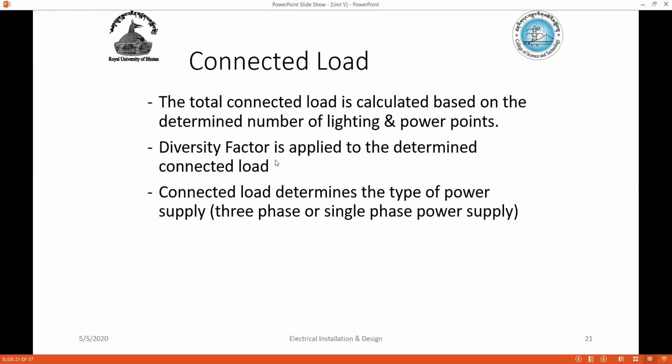Also, we have to use the diversity factor. The DF is applied to determine the connected load. Once we have determined all the connected load in your building, then we have to apply the diversity factor. Usually we apply the diversity factor as 0.6 to 0.8, but I think in the standard, it should be 0.5 or 0.6. And then the connected load determines the type of power supply. As I said, if the connected load is more than 12 kilowatt, then we have to give three-phase supply. If it's less than 12 kilowatt, we give single-phase supply.